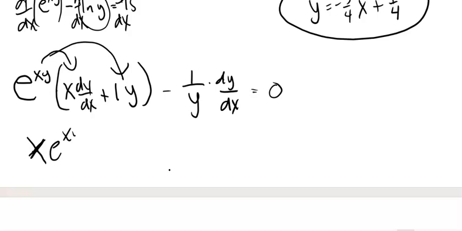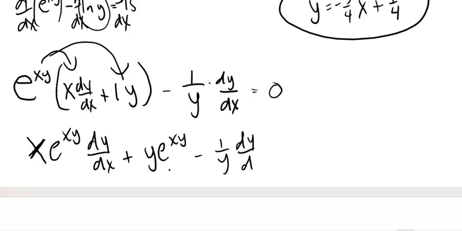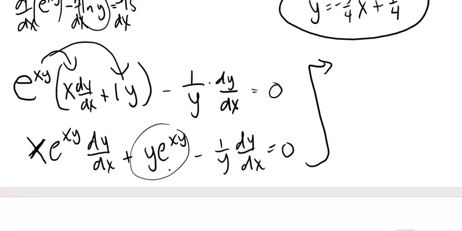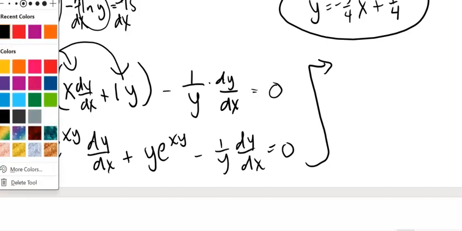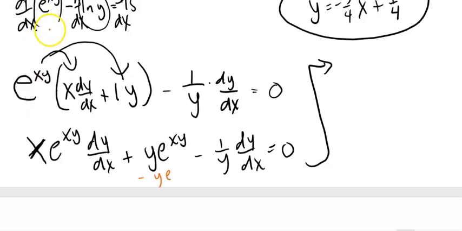x e to the xy dy dx plus y e to the xy minus 1 over y dy dx, that's equal to 0. So what I want to do is solve for dy dx. I've got to get rid of this guy first. I'll subtract him over. Let's try and save one step here. So I'm just going to subtract this guy over. Minus y e to the xy. So he's gone, but now he lives over here. Minus y e to the xy.